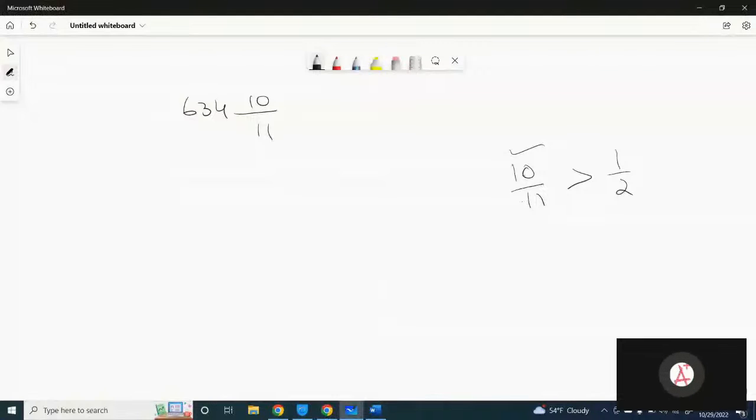If you don't know how to compare fractions this way, you can simply divide the numerator by the denominator, and let's see, 10 by 11 is 0.9 and 1 by 2 is 0.5. So 0.9 is greater than 1 by 2. Got it? That's the easiest way if you don't know how to compare the fractions. So you have to round up, remove the fractional part, add 1 to 634. So it would be rounded off to 635. Got it?